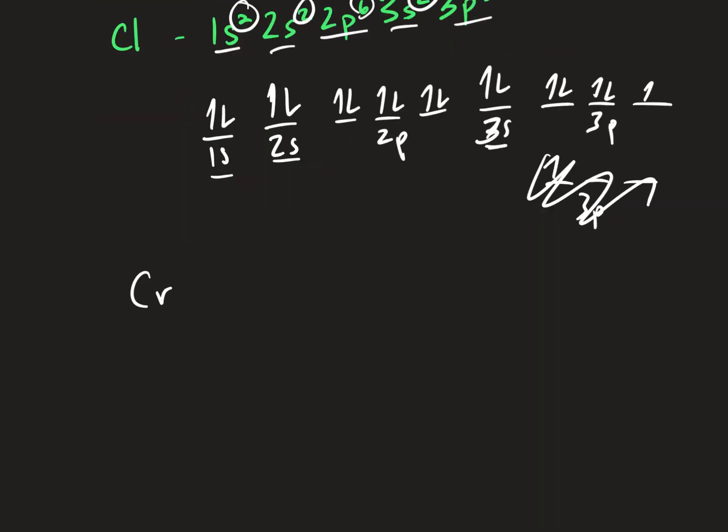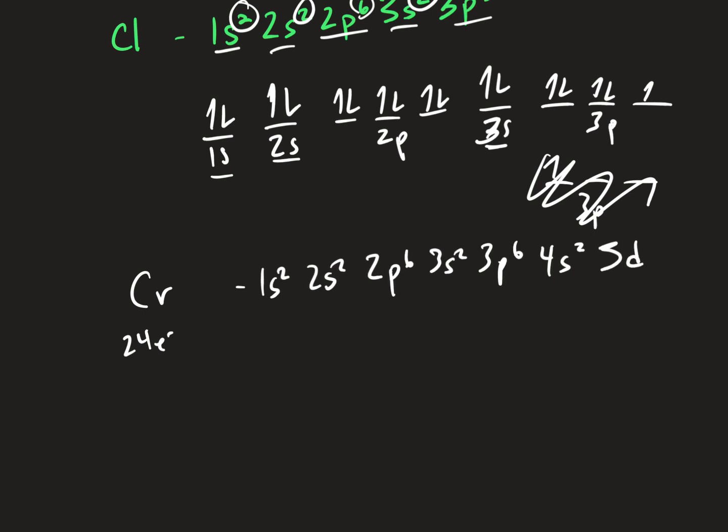For 3d, do we do 4 blanks or 3? So chromium is number what? 24. So we got 24 electrons. So it's going to be 1s2, 2s2, 2p6, 3s2, 3p6, 4s2, right? And then 3d4. Or, okay, yeah, this is one of those exceptions, right? It's in group 6. So yeah, this is 4s1 and 3d5 instead of the 3d4.